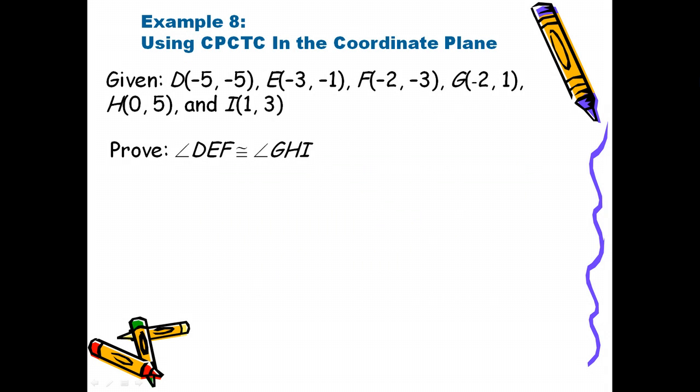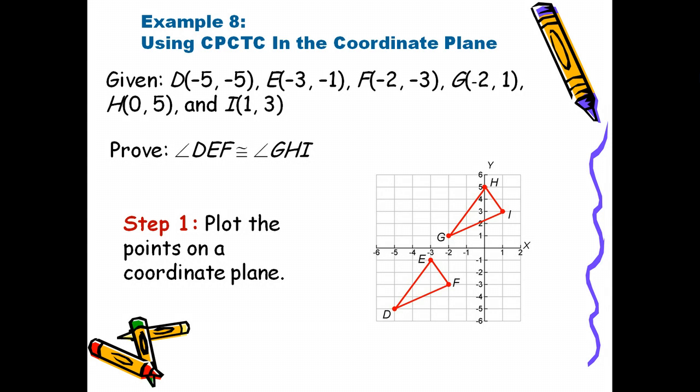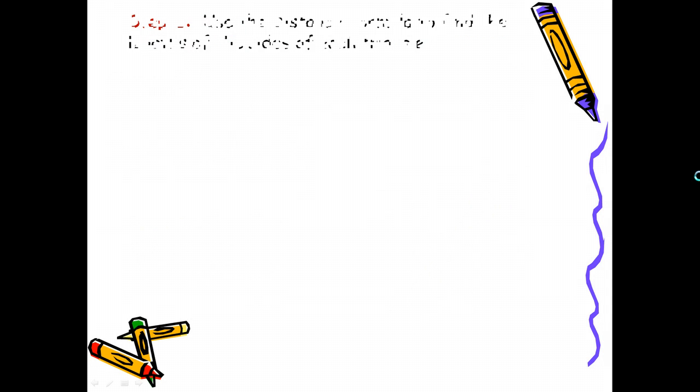Let's look at another example. We are given some coordinates D, E, F, G, H, and I, and we want to prove that angle DEF is congruent to GHI. Well, step one, we need to plot our points on a coordinate plane. We have two triangles. So we want DEF, where angle E is congruent to GHI. So we want angle E congruent to angle H. That's what we're trying to find.